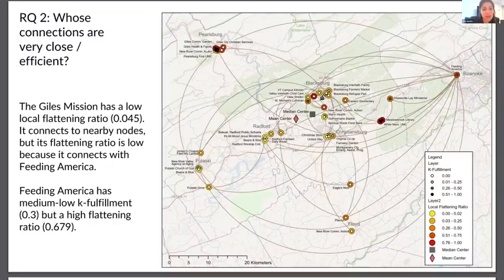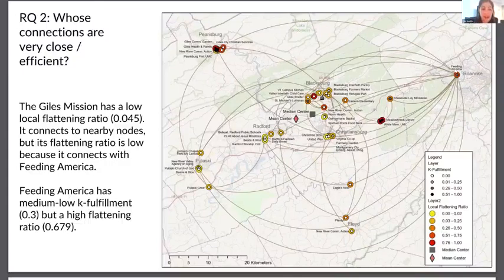The Giles mission has a low network flattening ratio. It connects to nearby nodes, but its flattening ratio is low because it connects with Feeding America. That's not necessarily a drawback, but that's why we're doing K fulfillment and the local flattening ratio, because they can tell us slightly different things.